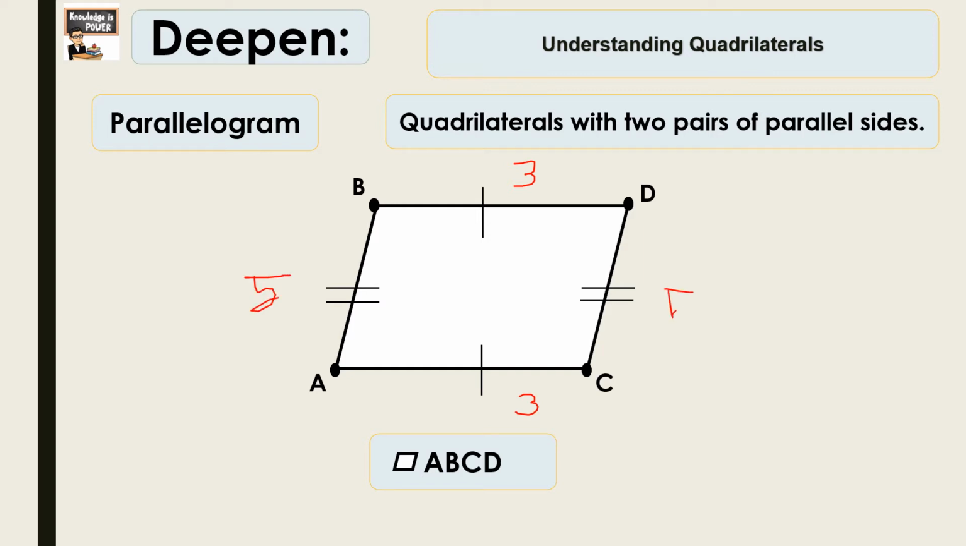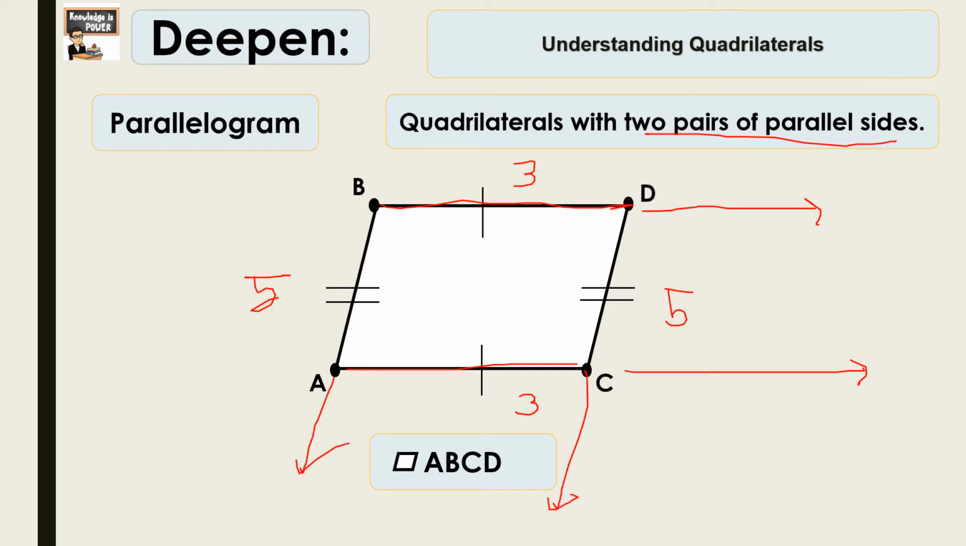Okay. So as you can see in the main definition of a parallelogram, there are two pairs of parallel sides. This first set is parallel, so as long as you extend them, they will not meet. And another set is this one. If you extend this to this one, they will not meet either. Therefore, a quadrilateral with two pairs of parallel sides is a parallelogram.